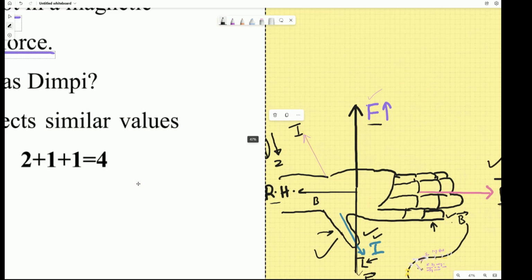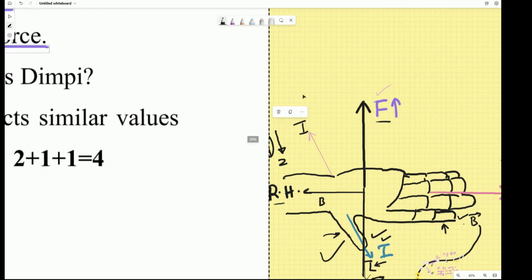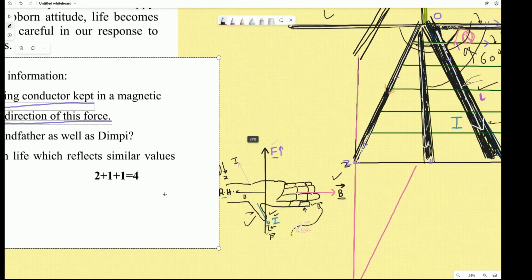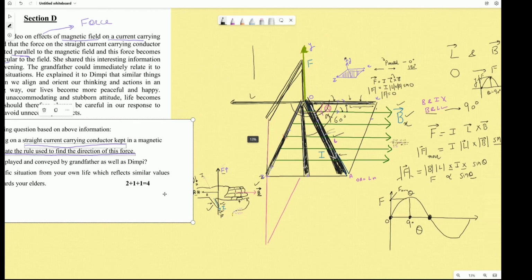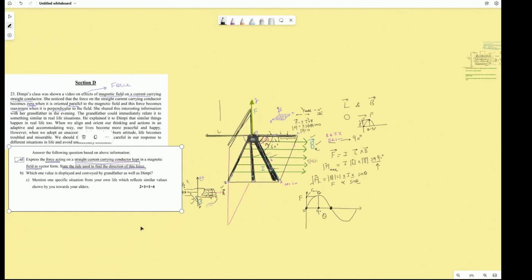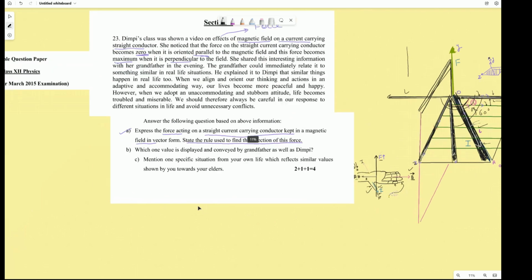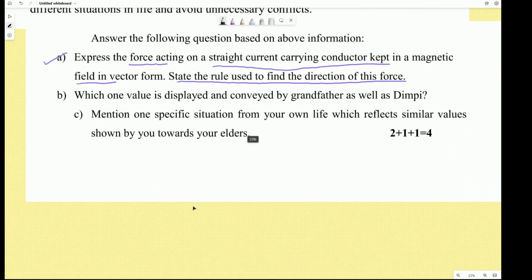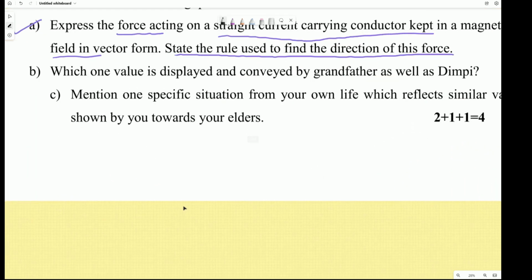Let's go back to the question on the values part, which is also a nice thing to learn through physics. So if you were a student and you have to answer what is the one situation which demonstrated the value, which value is displayed and conveyed by grandfather as well as Dimpi. I think the value which is being conveyed is the value of flexibility. So we should be flexible, accommodative as per the circumstances. Both are trying to say the same thing.